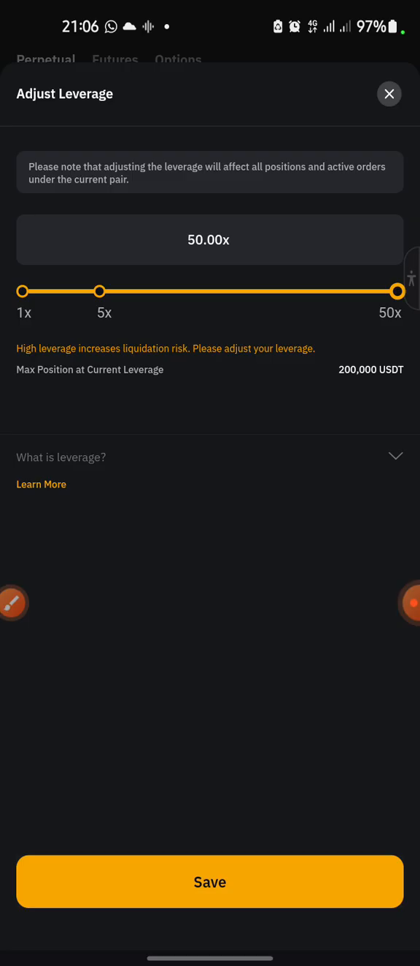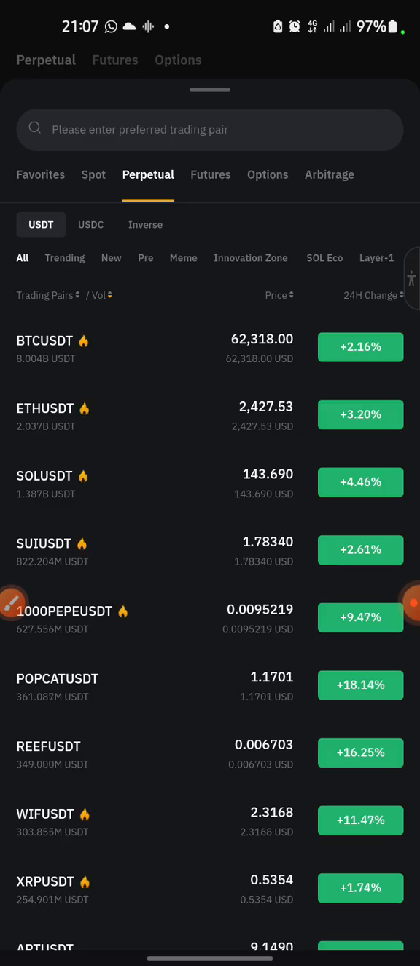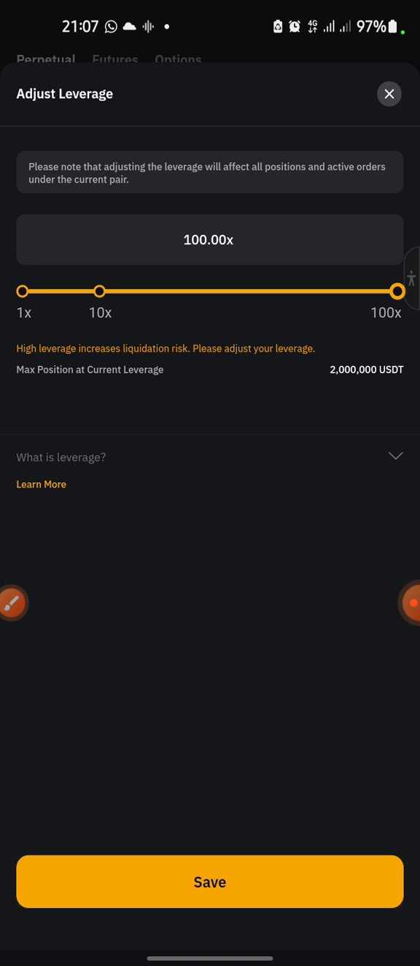So to be on the safe side, we shifted back to our 20x. Please, before you enter a trade, always try to make sure it's on 20x, because at times, if we were to change the pair, for example now, we click on this Atom USDT, and maybe we go to BTC, you can see the leverage goes to 100x. You wouldn't want to trade 100x. So you just take it back to your 20x. Any pair, any signal we send, always try to check the leverage.